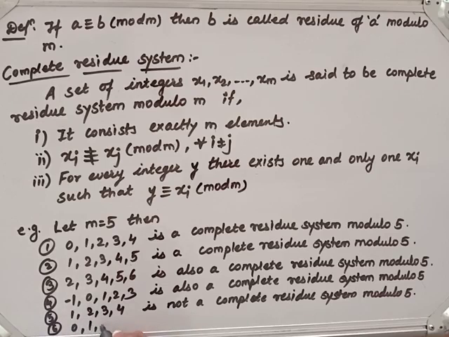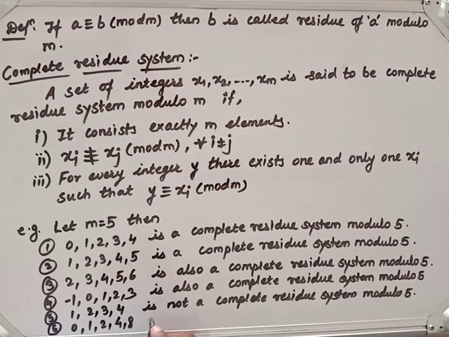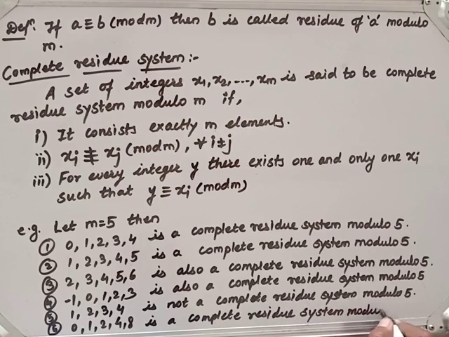Now let us take the next one. Suppose 0, 1, 2, 4 and 8 is there. Now this 8 is equivalent to whom? 8 is congruent to what modulo 5? It will be 3. So this is isomorphic to the earlier one. Therefore it is a complete residue system modulo 5. Fine.